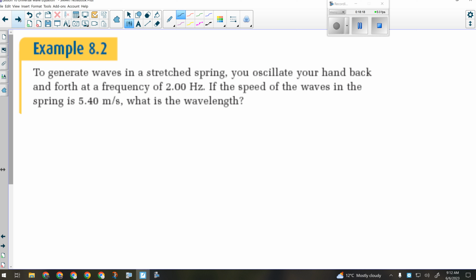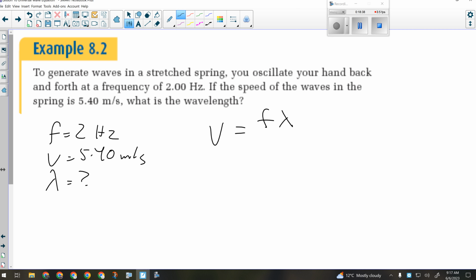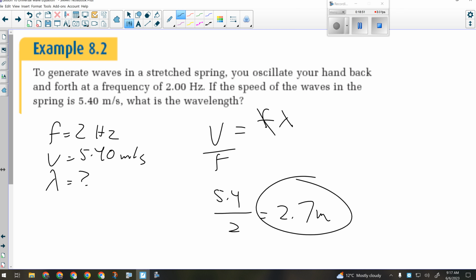All right, try that one. Just a universal wave equation problem. Okay, so all we have to do on this one, we know the frequency is 2 hertz. We know the speed is 5.40 meters per second, right? And we're simply looking for lambda. So all we have to do is manipulate V equals F times lambda for lambda by dividing both sides by F. Plugging in our numbers means 5.4 divided by 2, which should be 2.7 meters, as our wavelength there. Very good with that one?